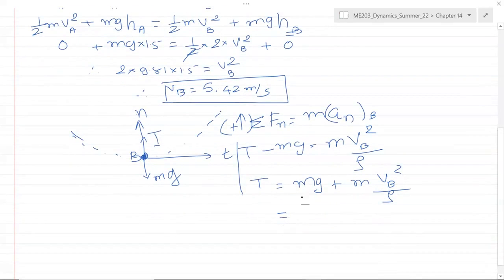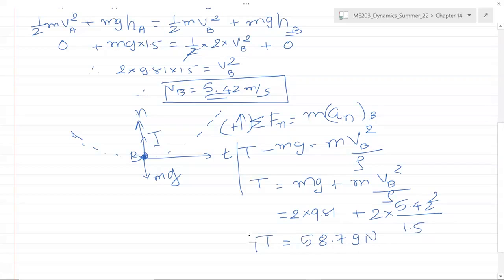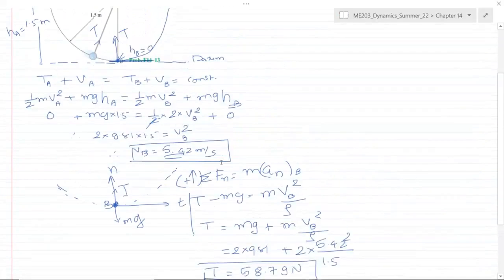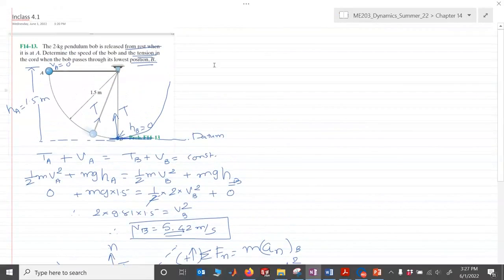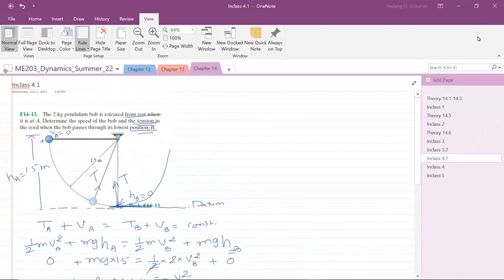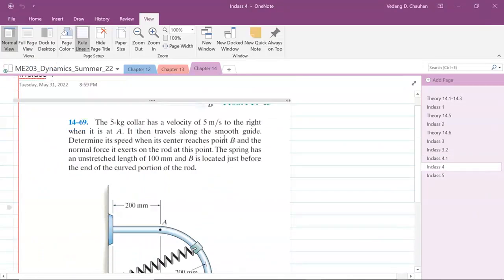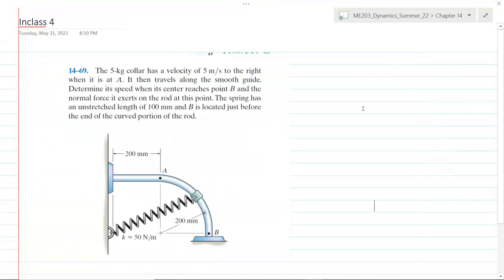When we substitute all the numbers here, this is 2 kilograms, gravity is 9.81, again 2 kilograms, VB is 5.42 squared, divided by the radius of curvature of 1.5 meters, we get 58.79 newtons. That's the tension force in the cord at B. So that's the solution of problem 14.13. Let's work on the next problem, 14.69, from the same in-class exercise 4.